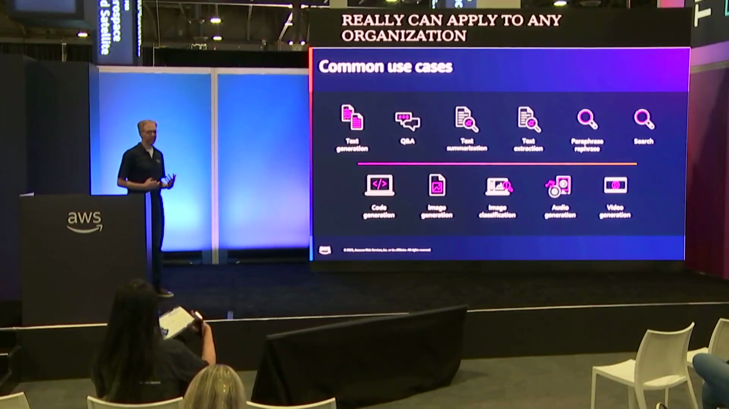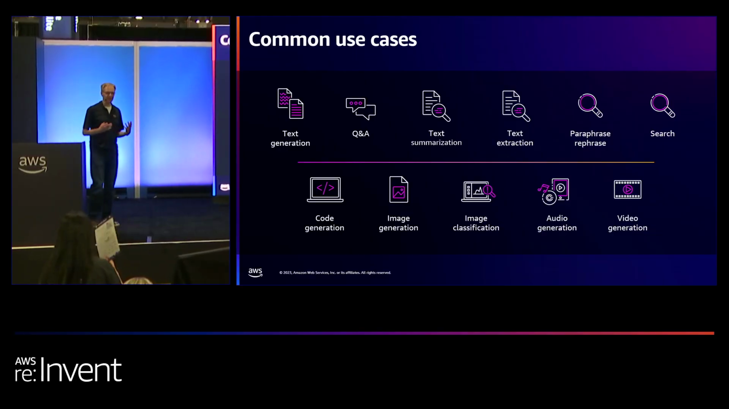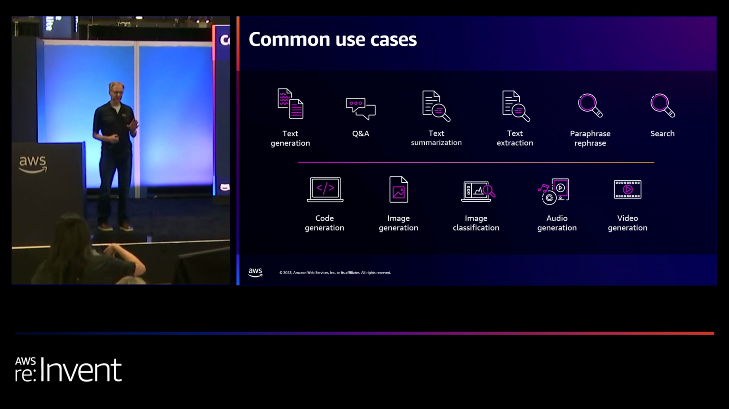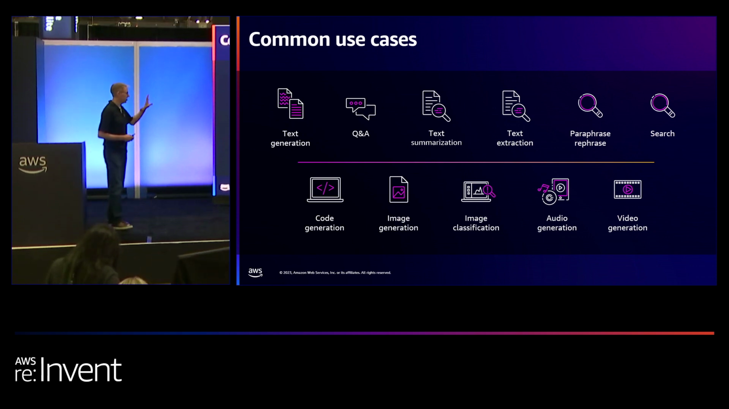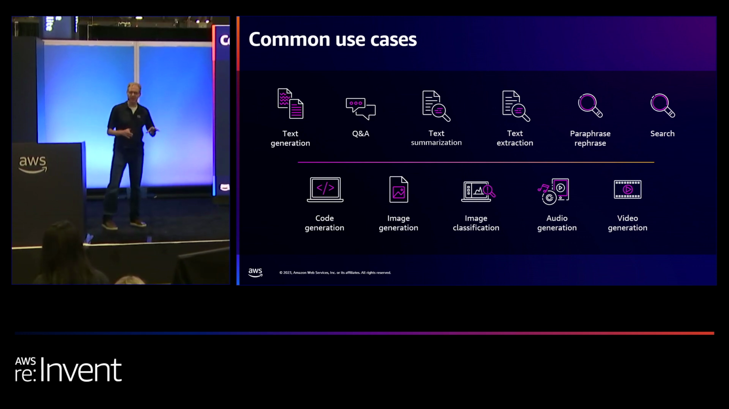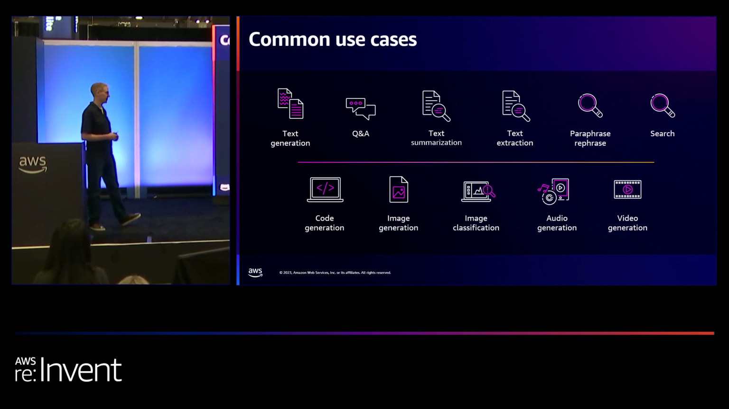Now, when we talk about generative AI, there's a number of categories that are common use cases that we tend to see. There's the obvious text generation, but honestly, among the organizations that I work with, I don't see a ton of net new text generation happening with generative AI. Where I really see organizations spending their time is with some of the top three: Q&A, text summarization, text extraction, and some code generation. So I'm going to talk mostly about those things.